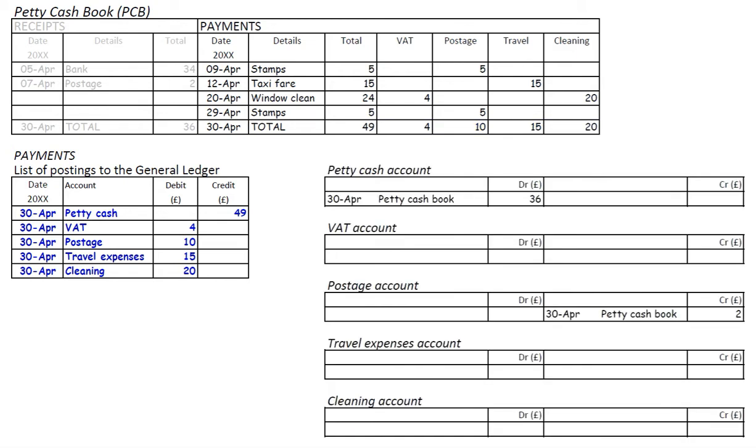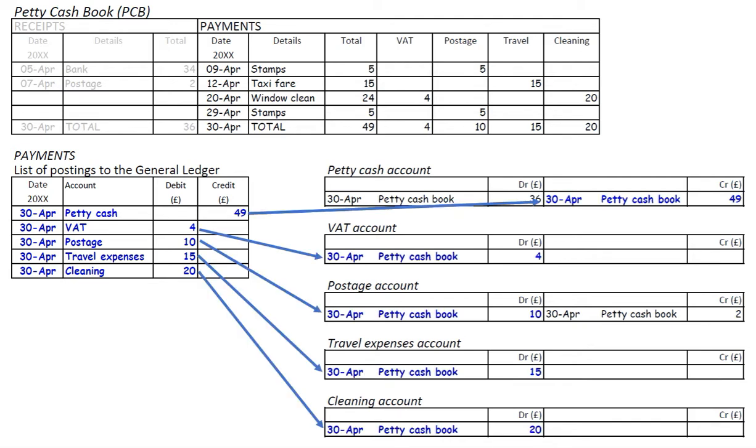So let's bring up our general ledger accounts that these amounts will be recorded in. And those will simply be transferred, in the case of the petty cash account, to the credit side of that account, and in all of the others to the debit side of the general ledger accounts. Again, I've used the description petty cash book when writing up my different accounts.